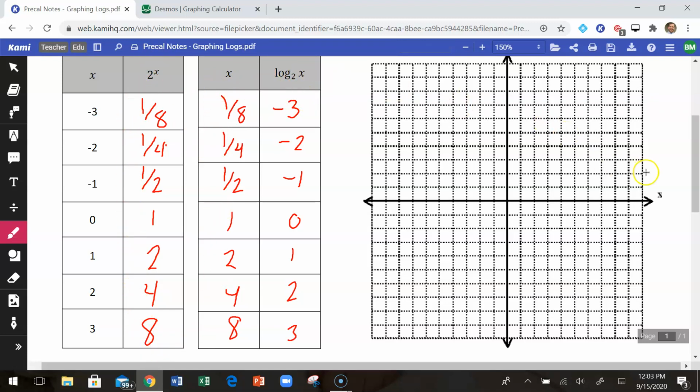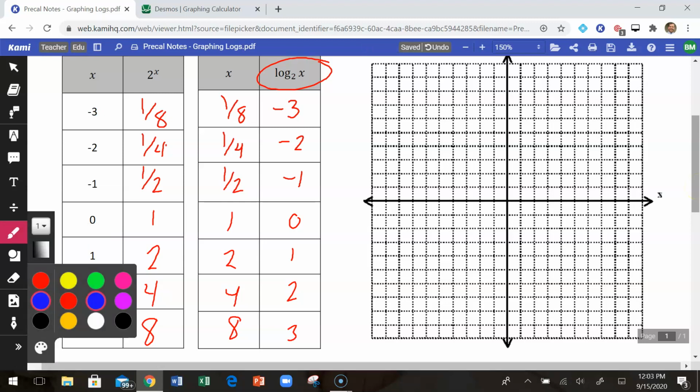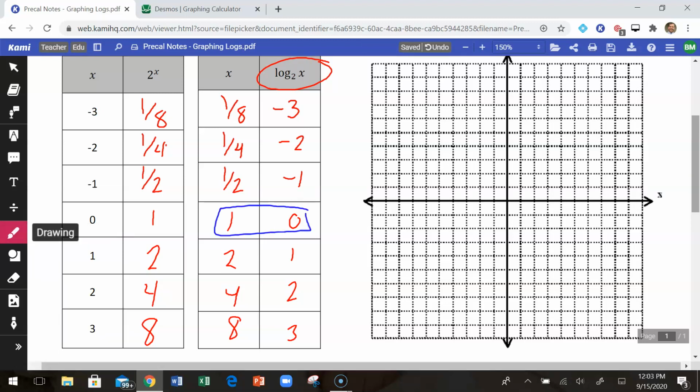So if we are graphing log base 2 of x, I'm going to always start here with this point, which is the point (1, 0). All of our logarithms will go through that point (1, 0), unless there's some kind of transformation going on, just like all exponentials go through the point (0, 1), unless there's a transformation. So we've got this point (1, 0), and then we've got (2, 1), (4, 2), and (8, 3).